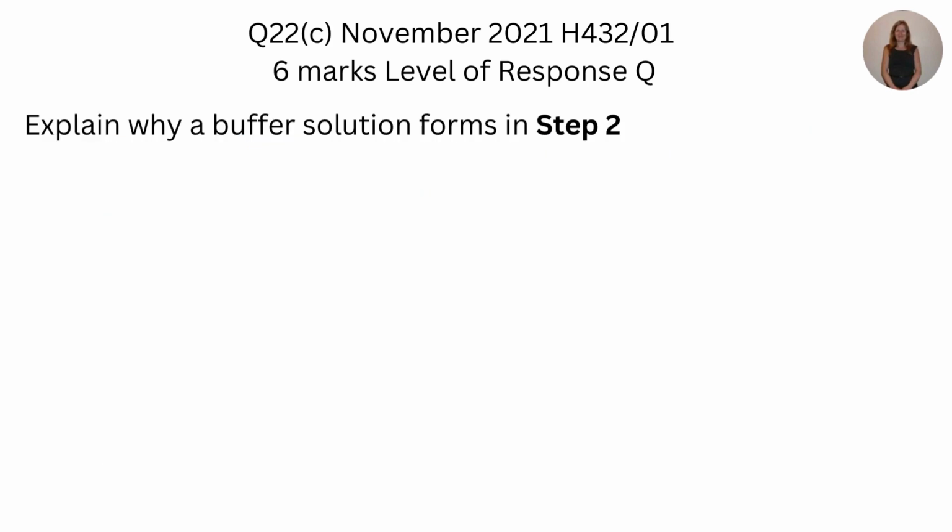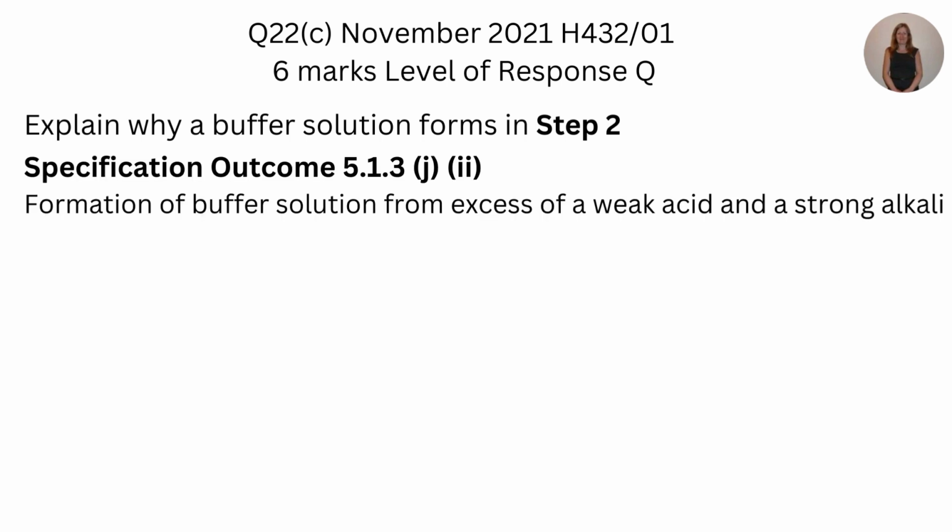So let's explain why a buffer solution forms in step 2. It is essential that you have your own copy of the specification to refer to during the course. This will be very useful when you come to revise, as you can check that you have covered all aspects of the course. There are 2 methods for making a buffer solution mentioned in your course. The first one is where a weak acid is simply mixed with its salt that contains its conjugate base. There's no reaction between those 2 solutions.